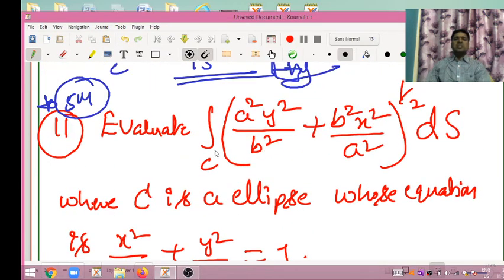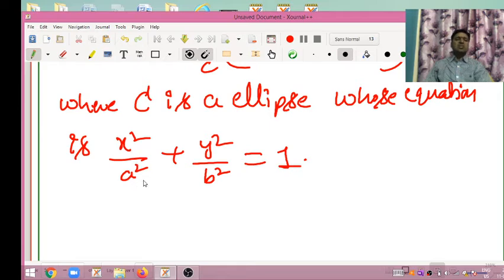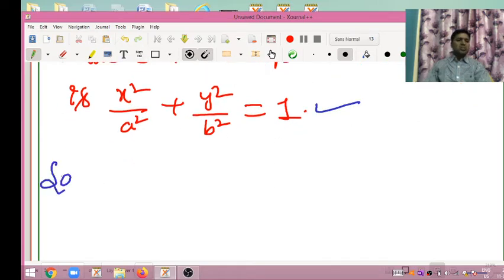See here, the question: integral over C of square root of a square y square by b square plus b square x square by a square, they can also give it as whole to the power of 1 by 2 into ds, for the ellipse whose equation is x square by a square plus y square by b square is equal to 1, my dear friends. So see here, the solution part.